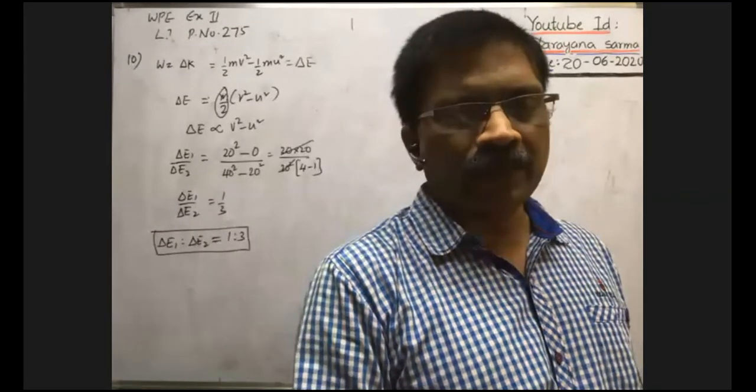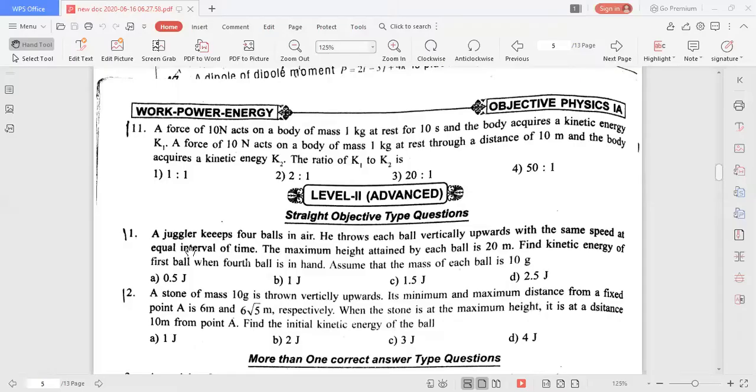Okay, next. You see the 11th problem. A force of 10 Newton acts on a body of mass 1 kg at rest for 10 seconds, and the body acquires a kinetic energy K1. A force of 10 Newton acts on a body of mass 1 kg at rest through a distance 10 meter, and the body acquires a kinetic energy K2. Then the ratio of K1 to K2.